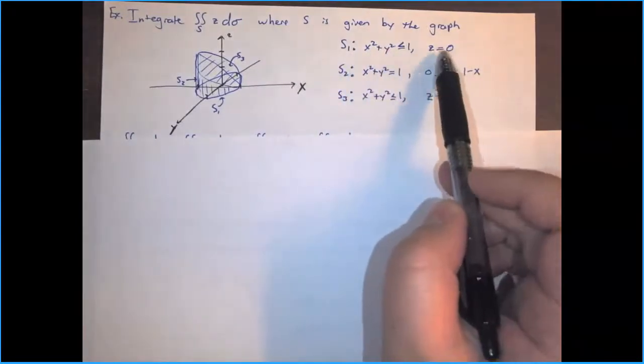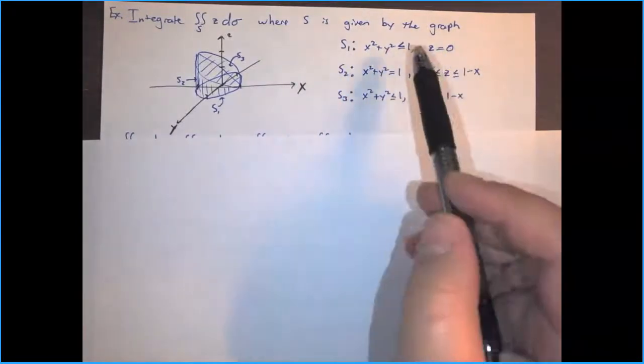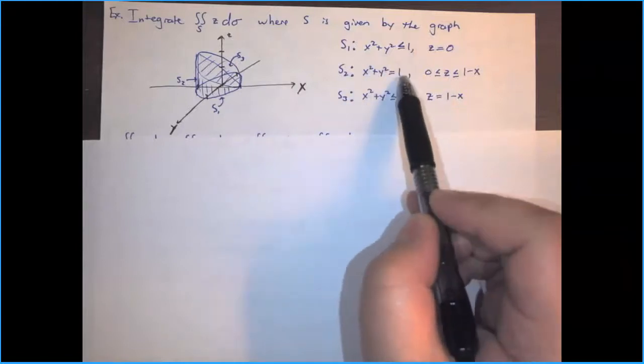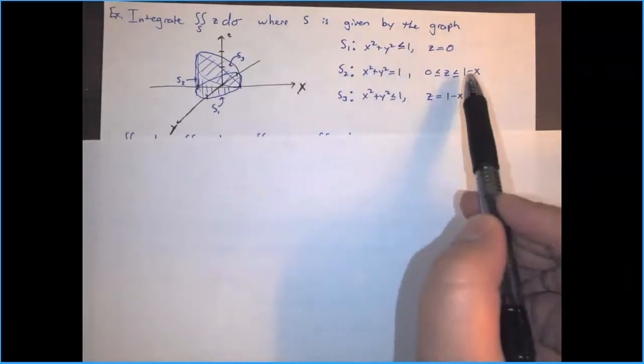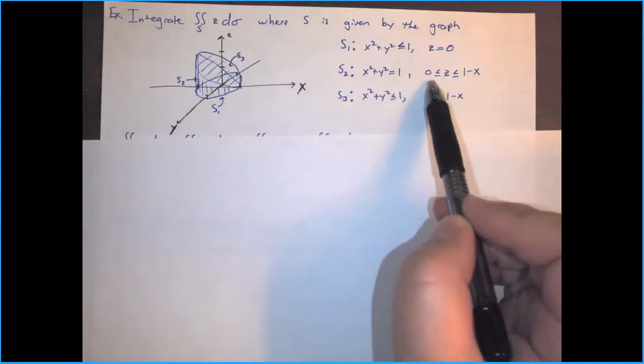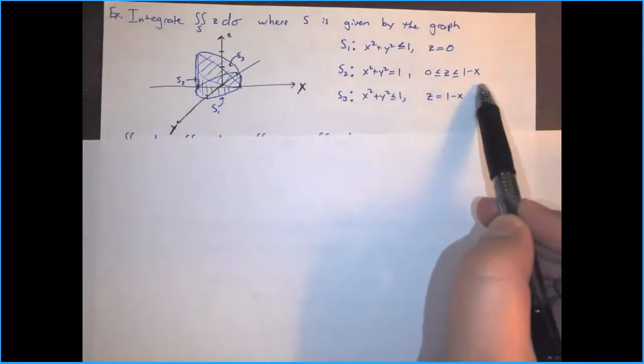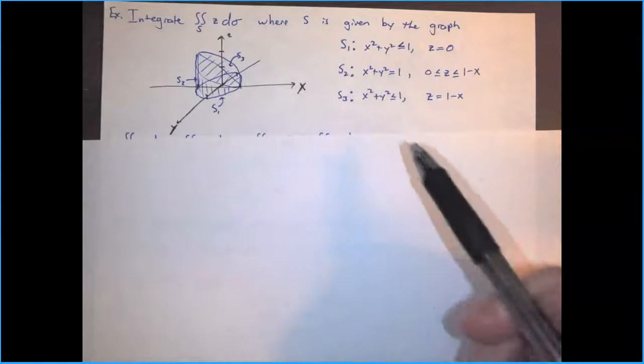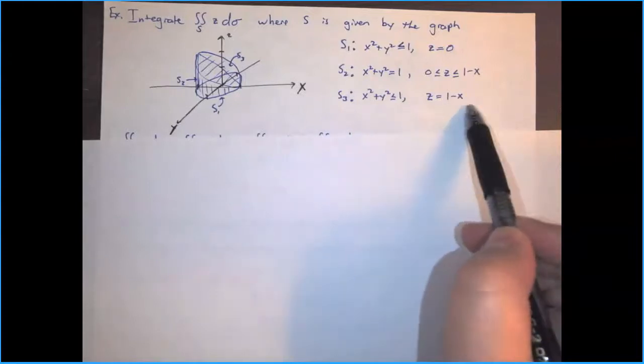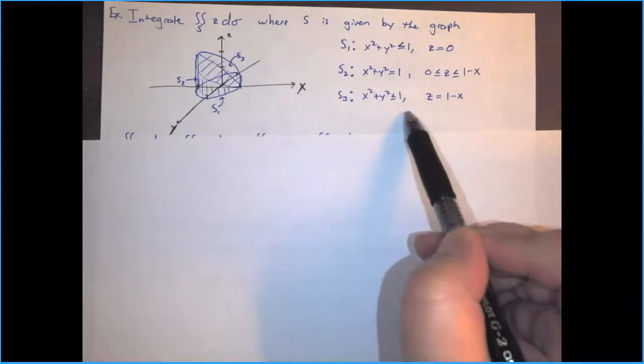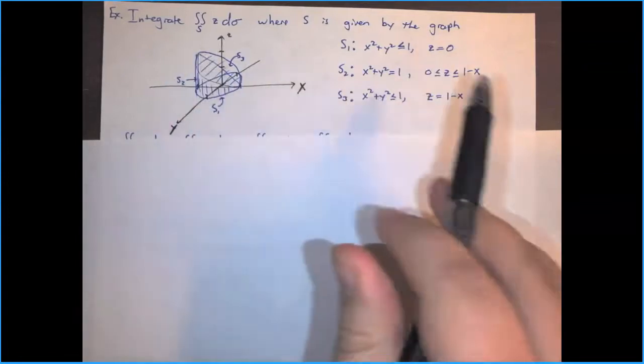So surface 1 is just the unit disk in the xy plane, so z equals 0. Surface 2 is where x squared plus y squared equals 1, so it's fixed on that circle, and then z is allowed to go from 0, which is the xy plane, to the plane 1 minus x. And the third surface is the plane 1 minus x, defined over the unit disk. So it's this top piece.